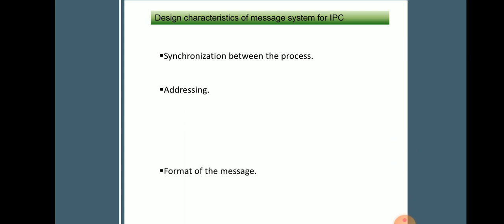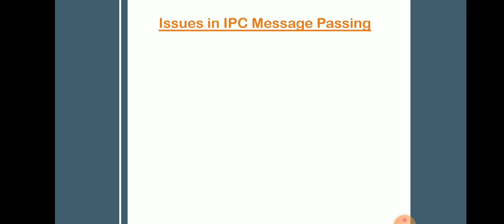Now the design characteristics of a message system for inter-process communication include, first, synchronization between the processes; next, addressing; next, the formatting of messages; and fourth, queuing discipline. Now the issues of IPC by message passing. Now what is the message?